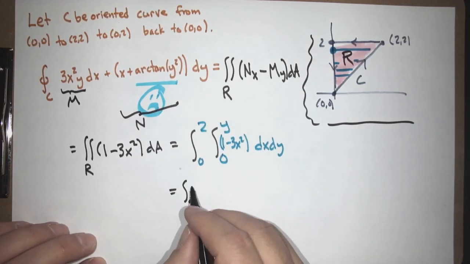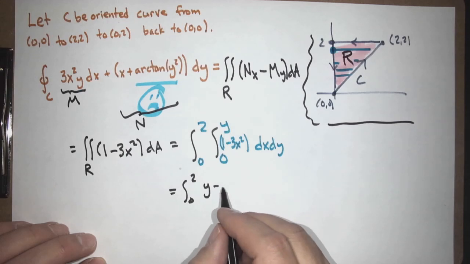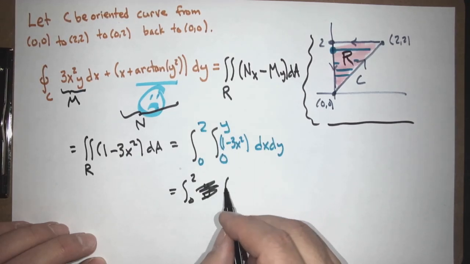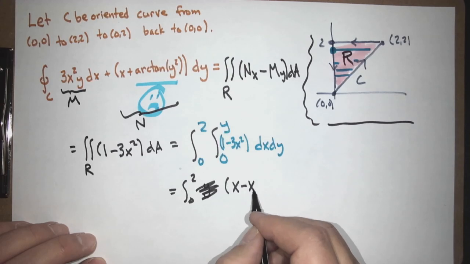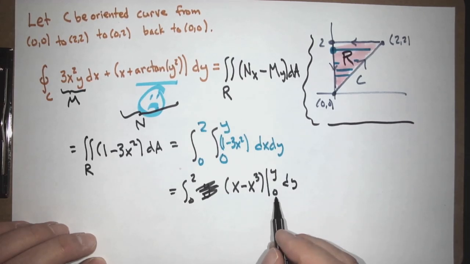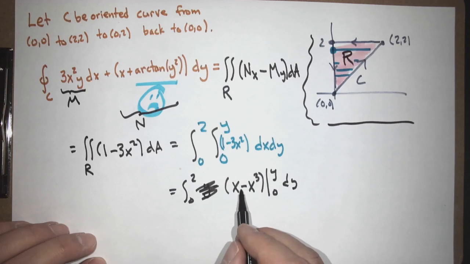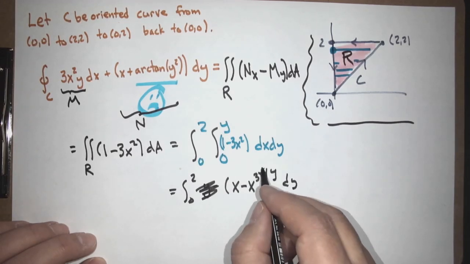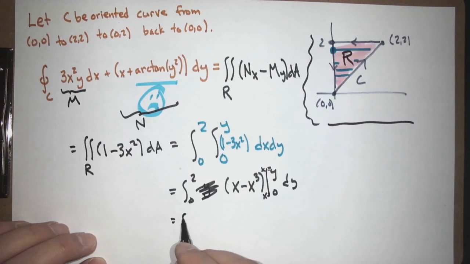It'll be y minus, well, okay, let's not get ahead of ourselves. Integral with respect to x, x minus x cubed, evaluate from 0 to y. Nice thing is we chose to have 0 here. So the zeros cancel. This is really x equals 0 to x equals y. So we have integral 0 to 2 of y minus y cubed.